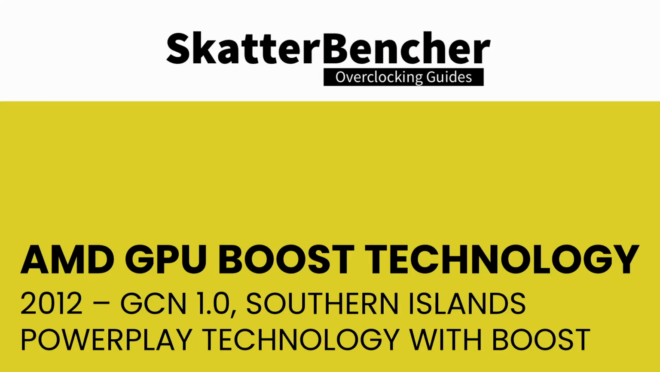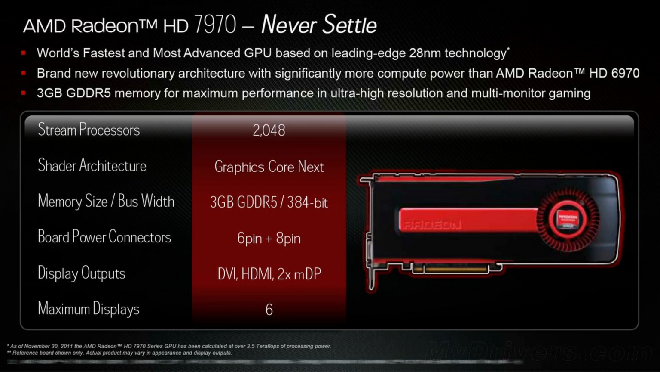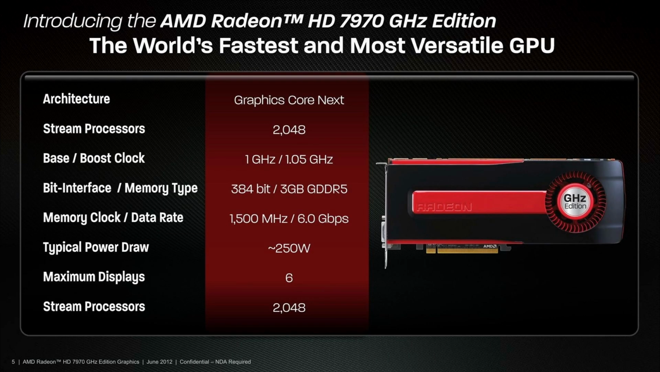In January 2012, AMD launched the brand new Graphics Core Next GPU architecture and the Southern Islands product family with the AMD Radeon HD 7970 as the flagship product. 6 months later, on June 22, 2012, AMD introduced the AMD Radeon HD 7970 GHz Edition graphics card in response to the launch of the NVIDIA GeForce GTX 680. As the name already suggests, the GHz edition was a higher clock version of the same 7970 launched 6 months earlier, but with a twist.